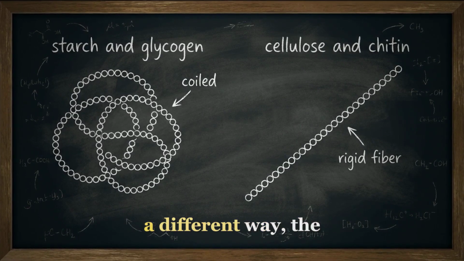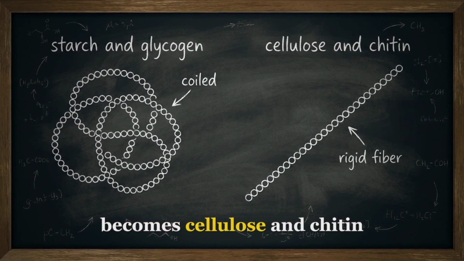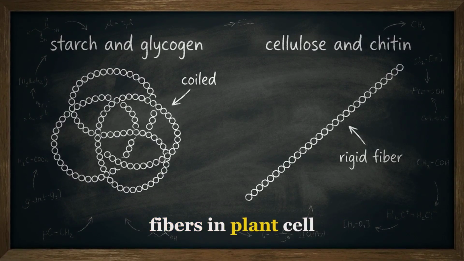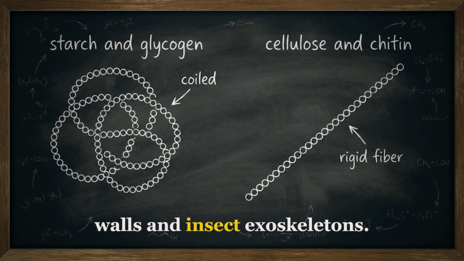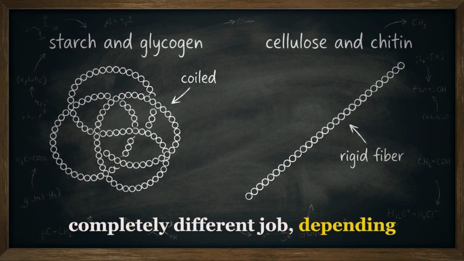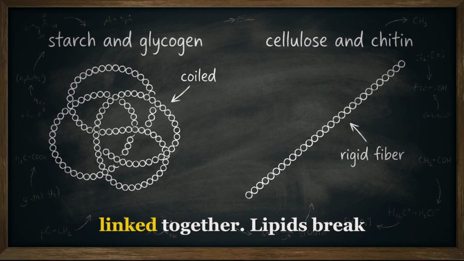Strung a different way, the exact same glucose monomer becomes cellulose and chitin instead. Tough, straight structural fibers in plant cell walls and insect exoskeletons. Same basic building block, completely different job, depending entirely on how those chains are shaped and linked together.